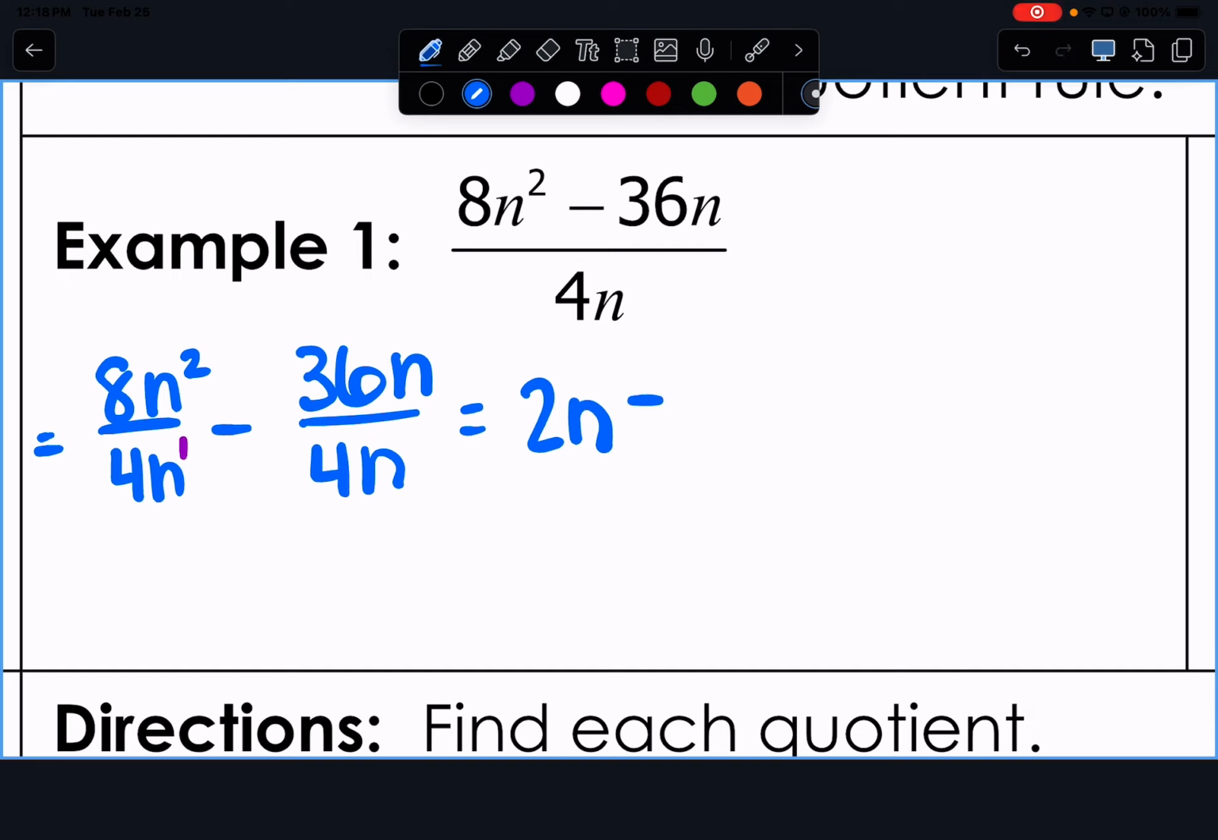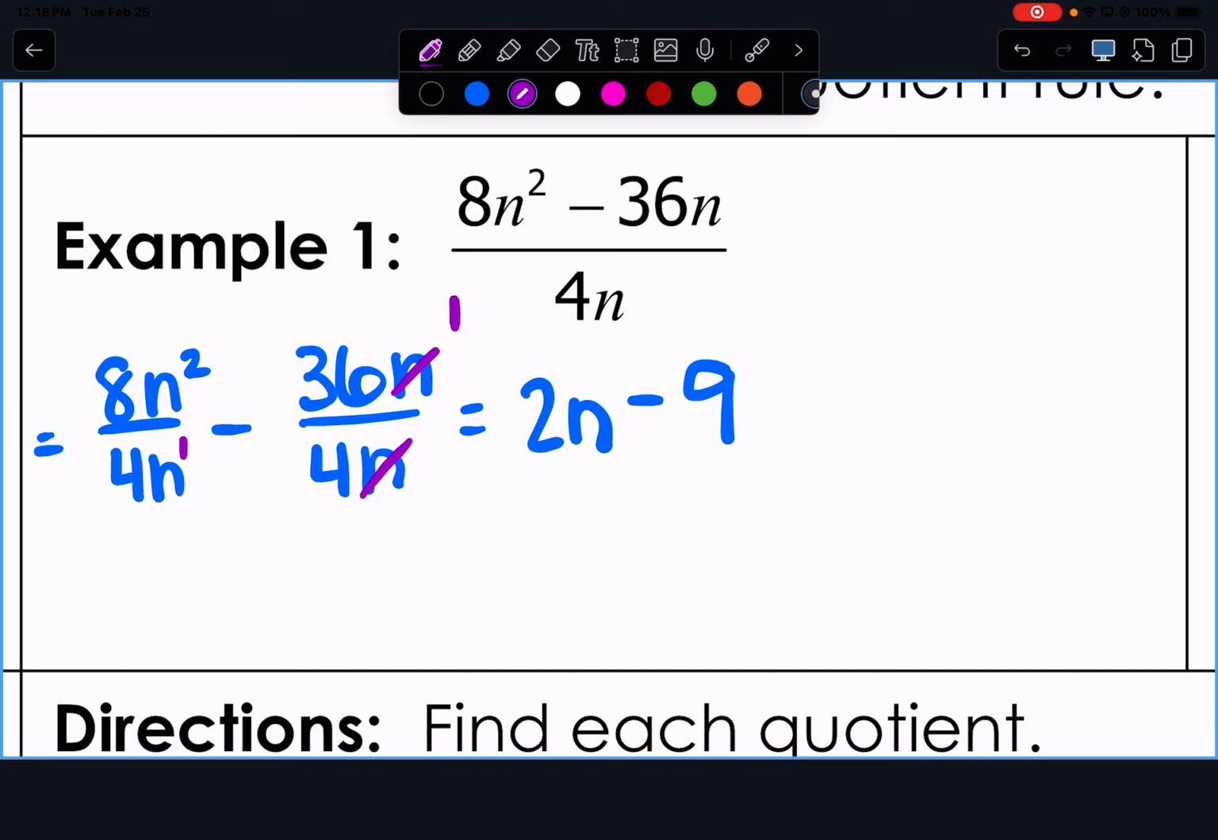For the next part, what is 36 divided by 4? 9. And then n divided by n is... not nothing, it's 1. Now, do I have to multiply 9 by 1? No. Because when we have something divided by itself, when we have a fraction, we think about it as canceling out and leaving a 1 in its place.